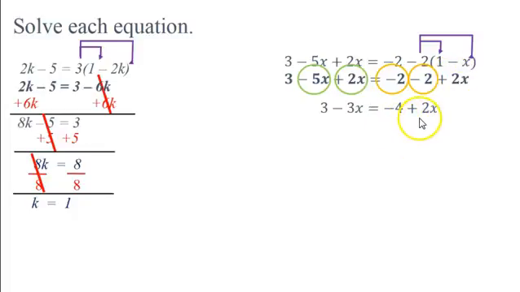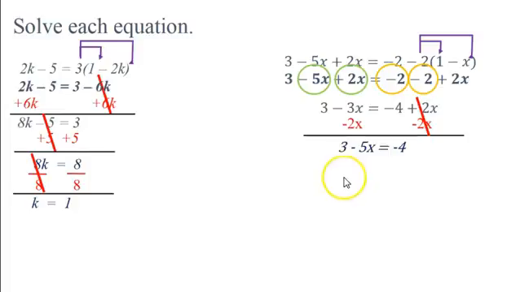The next thing I'm going to do is add or subtract as needed to get all variables on one side of the equation. So I have a positive 2x here. I'm going to bring it over to the left-hand side again. Positive 2x, I'm going to subtract 2x from both sides. Just like that. And now we have a negative 3x minus 2x. So that's going to leave me with a negative 5x there. So 3 minus 5x is equal to negative 4. Don't forget about your signs.